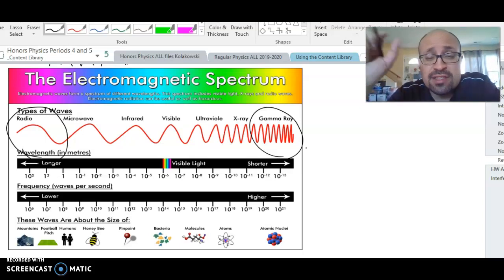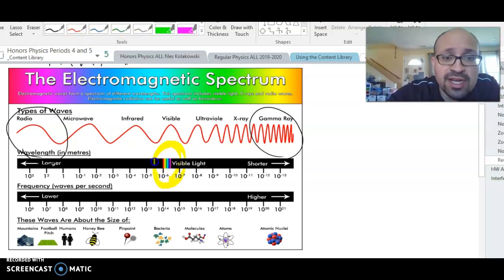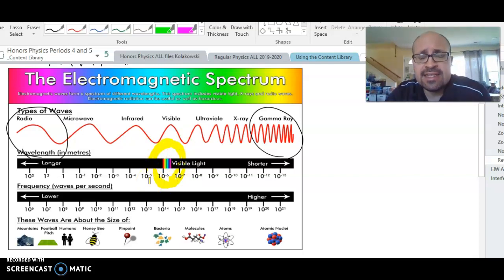Interesting things to note here: the visible light spectrum, the part of the light spectrum that we can see with our eyes, is a very small sliver of all of the light that exists. It's right in the middle. It's a tiny, tiny, tiny segment of the entire spectrum.